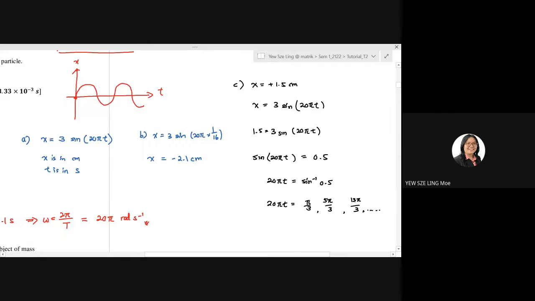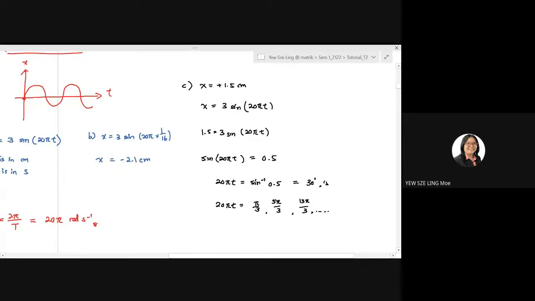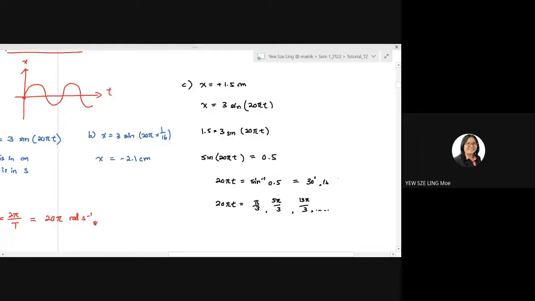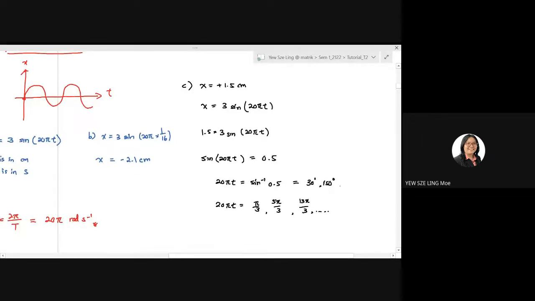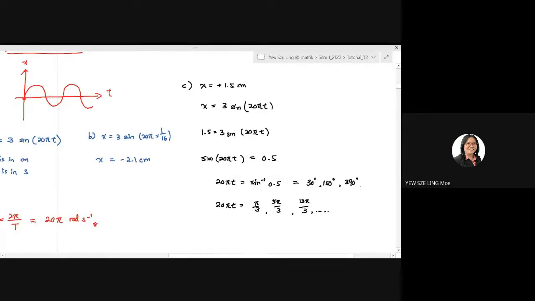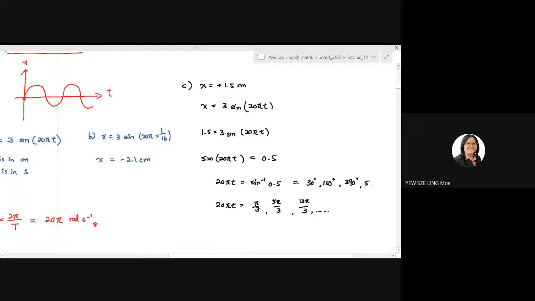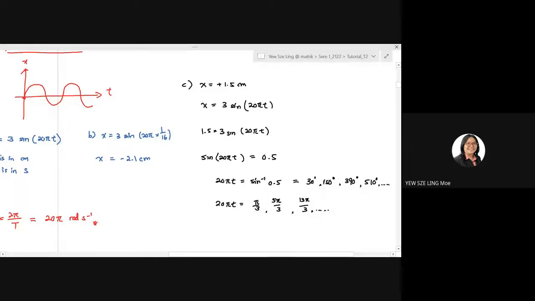So this is a one, you will get a positive value. If you look at it in terms of degree, actually it is equals to 30 degree, 150 degree. This is where you get positive sign. Okay, and then the next value would be 390 degree, and then it keeps going on. So you add another 120, is 510 degree and so on.